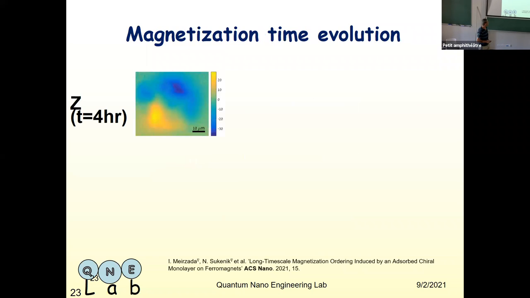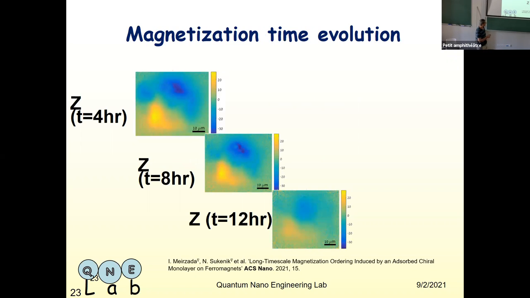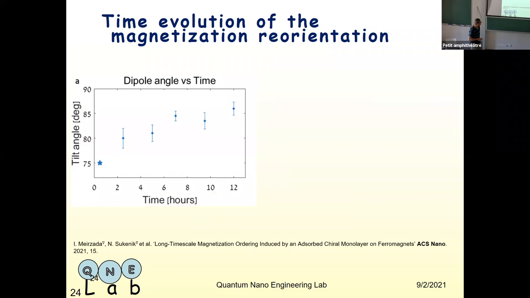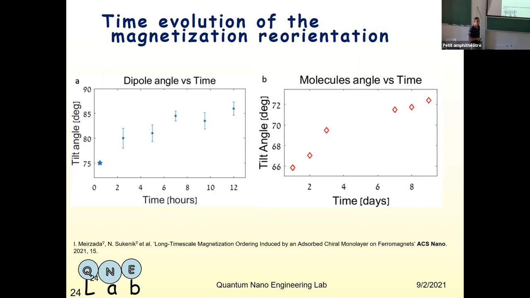So to make a long story short, we measured it over time. We know that the magnetization is getting weakened over time, so it's a transient effect. But we also measure the magnetization angle, which increases over time. So we know the magnetization angle changes with time. All we had to do is take an AFM and measure the magnetization angle of the chiral molecule layer. And we see that both are behaving more or less the same. So it's a metastable effect, but quite a strong metastable effect. It decays with time because we are able to tilt the easy axis of the magnetization with time.